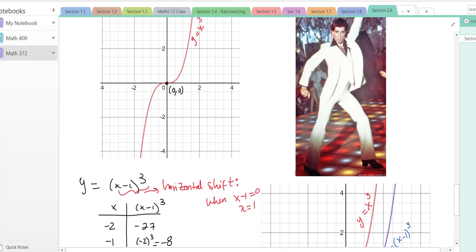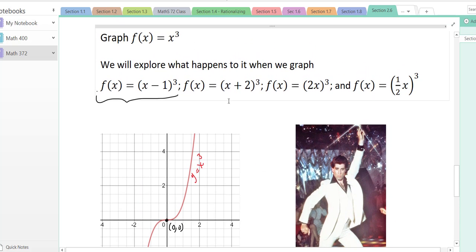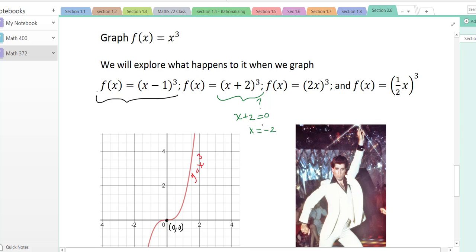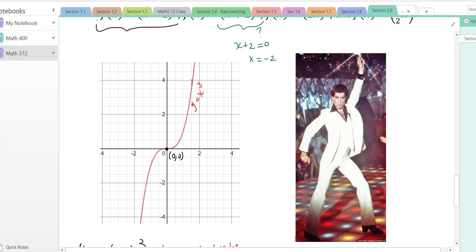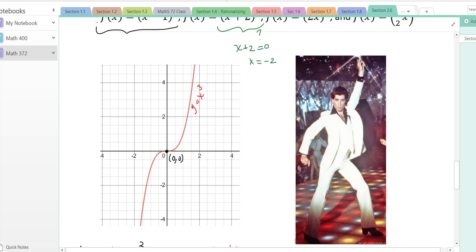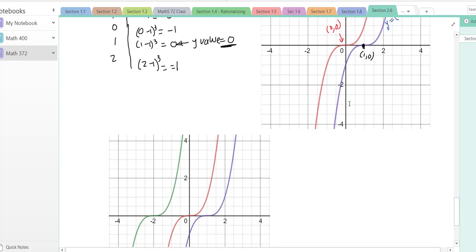So going back to the other one, what do you think (x plus 2) cubed would look like? Where is the shift? This is going to move to wherever x plus 2 is equal to 0, so that means x equals minus 2. So our parent graph, our John Travolta graph, is going to be shifted to the left. This squiggly part is going to be at negative 2 instead. Let's go see what we end up with.